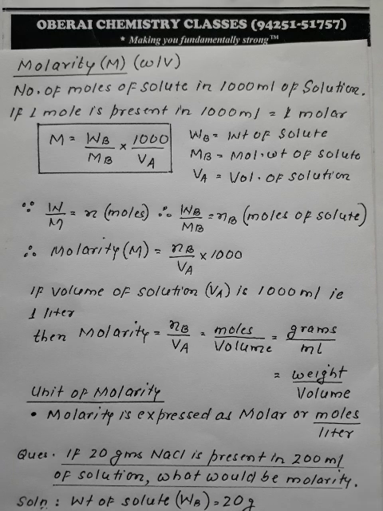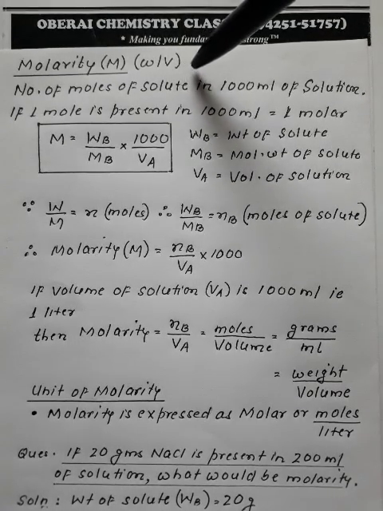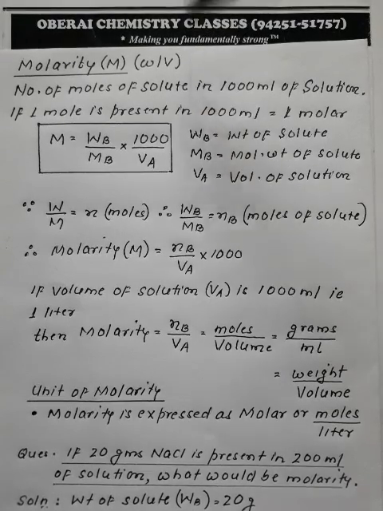Grams per ml. Gram is the unit of weight, and ml is the unit of volume. Therefore, molarity is a weight by volume expression. Therefore, we express molarity by writing W by V.